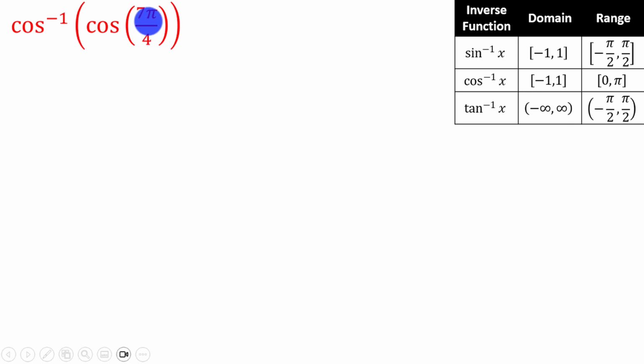7 pi over 4 is in the fourth quadrant, so it is not between 0 and pi. So we're going to have to evaluate this directly. So what is the cosine of 7 pi over 4? Well, that is just positive square root 2 over 2. Okay, so now we have to find the inverse cosine of square root 2 over 2. Okay, so this asks us cosine of what gives us the square root of 2 over 2. But we need an angle that's between 0 and pi. So what angle between 0 and pi gives us square root 2 over 2 when we put it into cosine? And that's just going to be pi over 4. Okay, so pi over 4 is our answer.